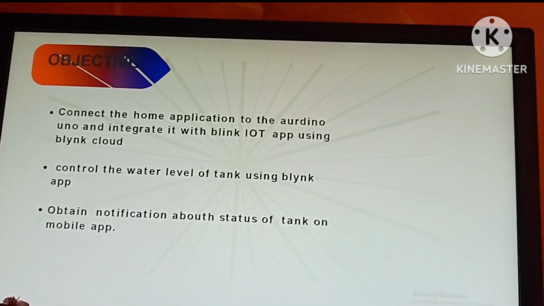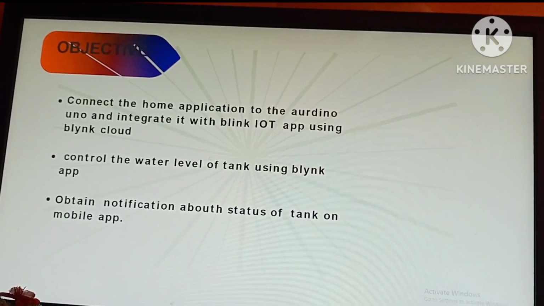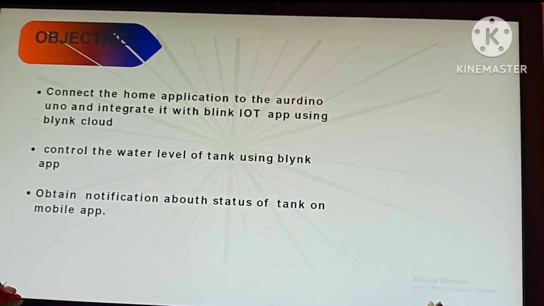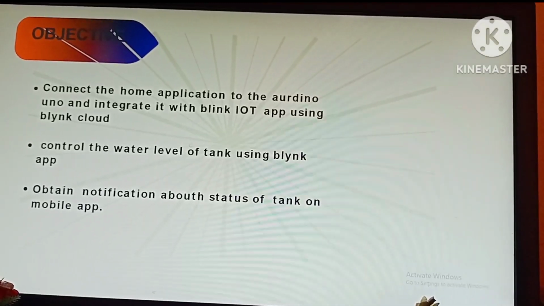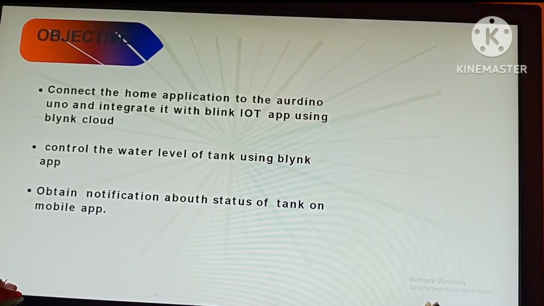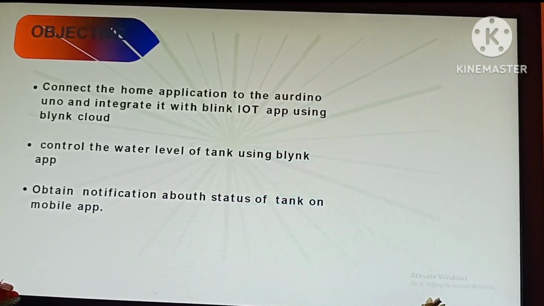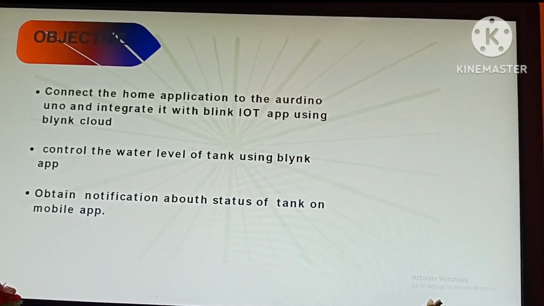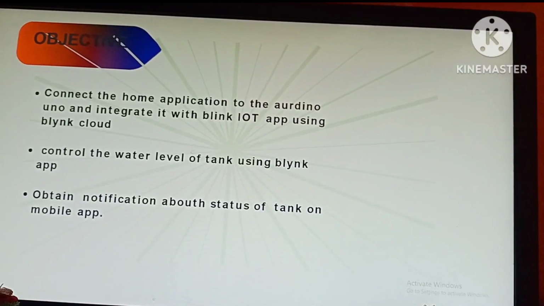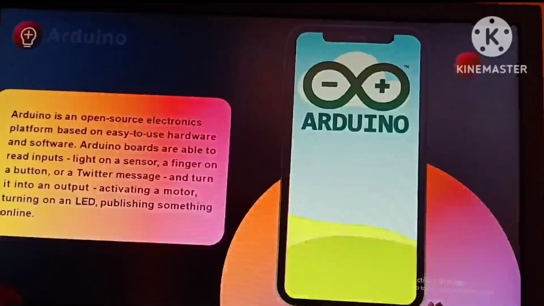Then we will cover the objectives of the project. It connects the home application to the Arduino Uno and integrates it with the Blynk IoT app using Blynk Cloud. Control the water level of a tank using the Blynk app. It obtains the notification about the status of a tank on a mobile app.